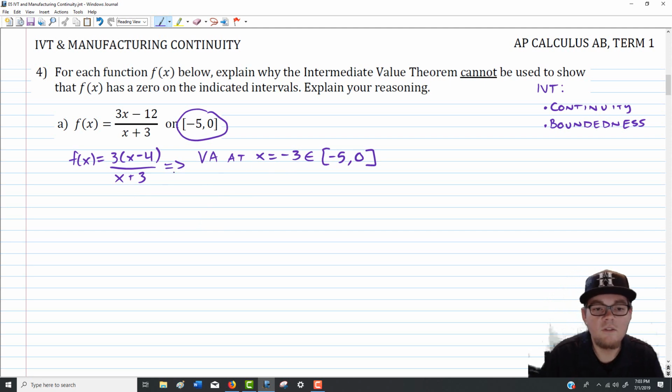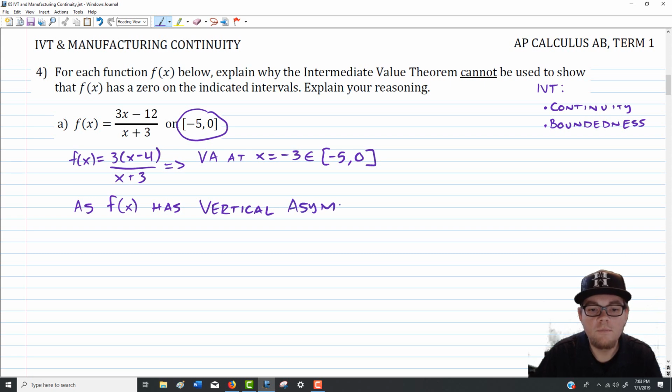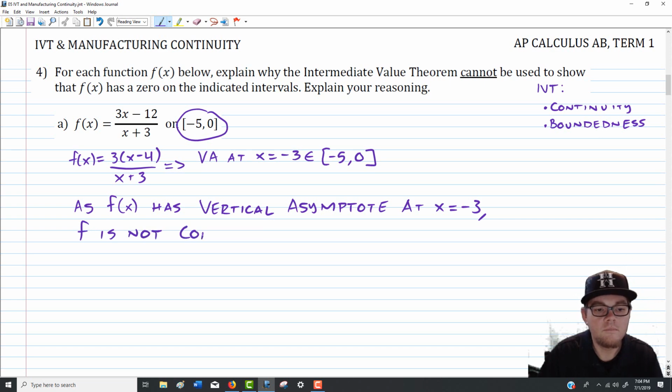What this tells us is since there's a vertical asymptote, I'll write this properly. As f of x has a vertical asymptote at x equals negative 3, f is not continuous on the interval we were asked about from -5 to 0. So for that, cannot use IVT.